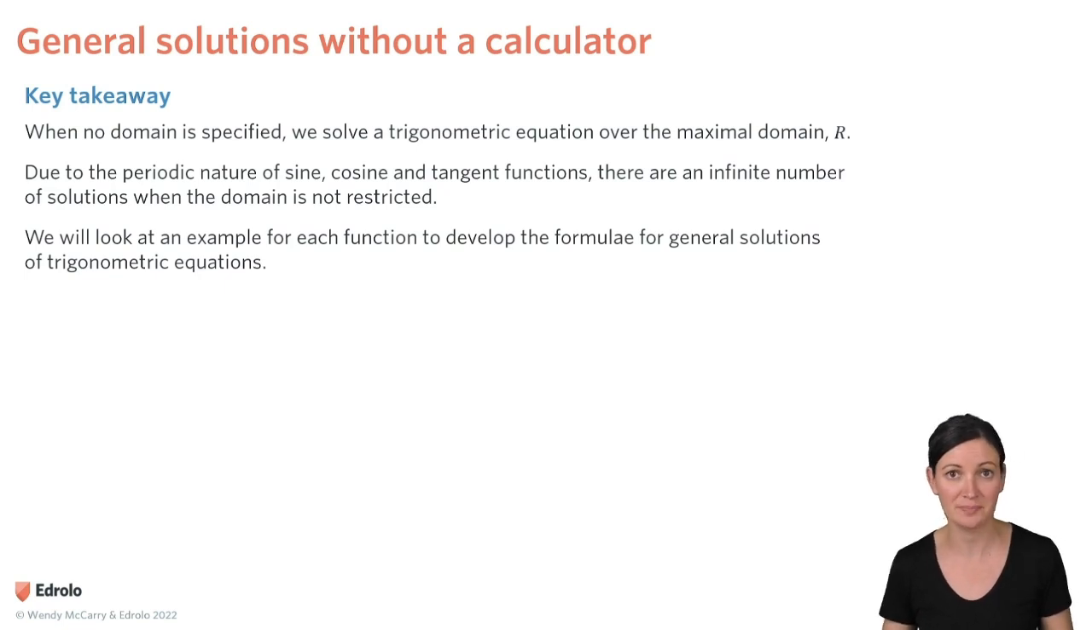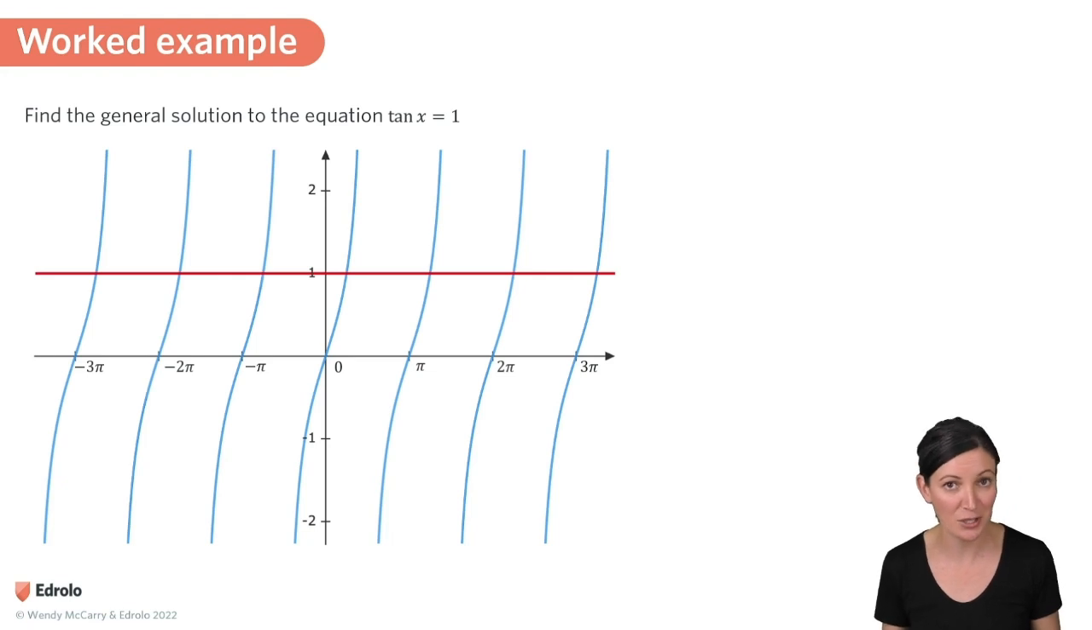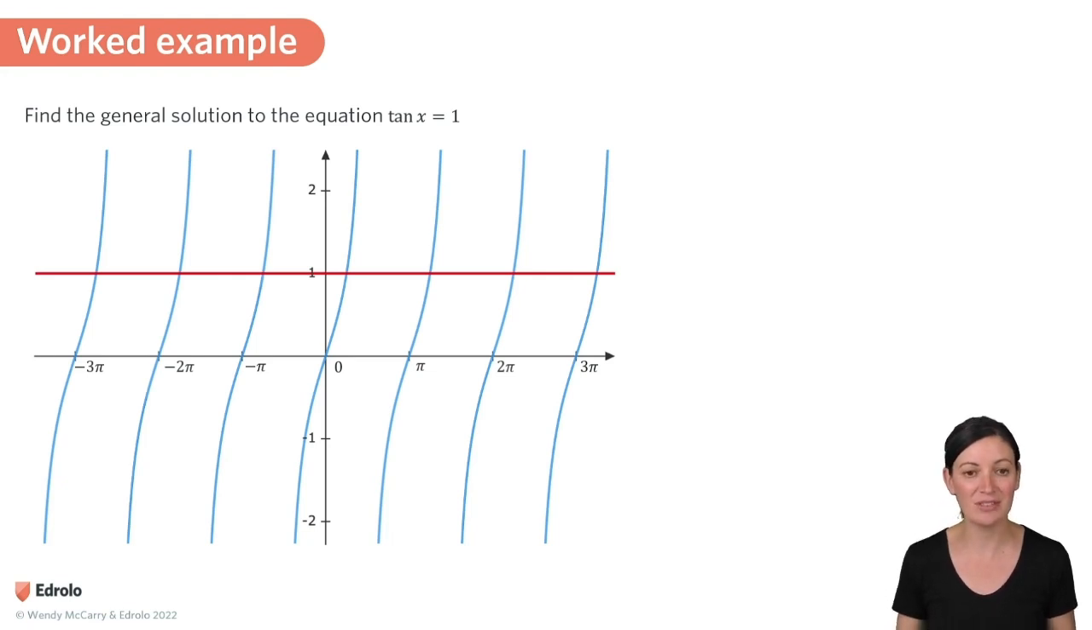So what we need is a way to express that infinite number of solutions, and that's what we're going to be doing today. For each of the functions, sine, cosine, tan, I'm going to take you through an actual example, and we're going to have a look at how we come up with the general formula for these general solutions. Now, believe it or not, tan is actually the easiest one.